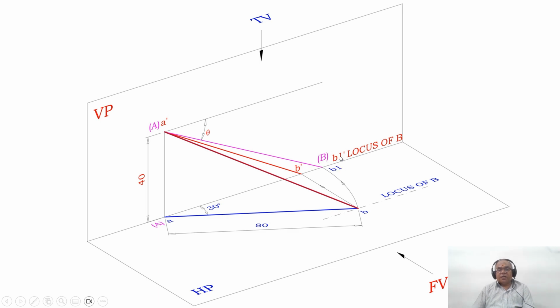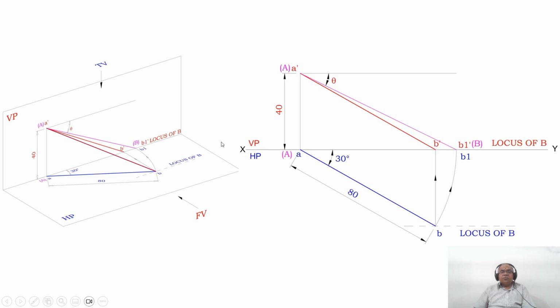So now the point is on both HP and VP, therefore A dash B1 dash is going to be in true length. That is the reason why I have capital A and capital B here. The inclination made by the true length with respect to HP is theta. So you mark that.